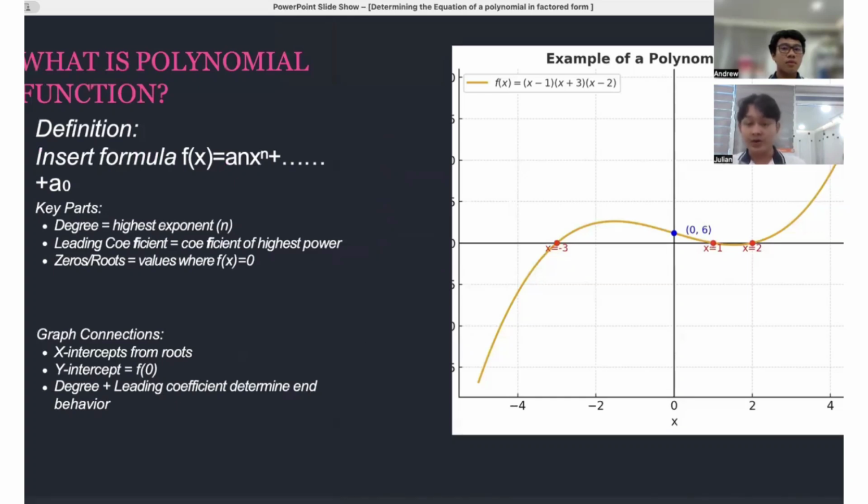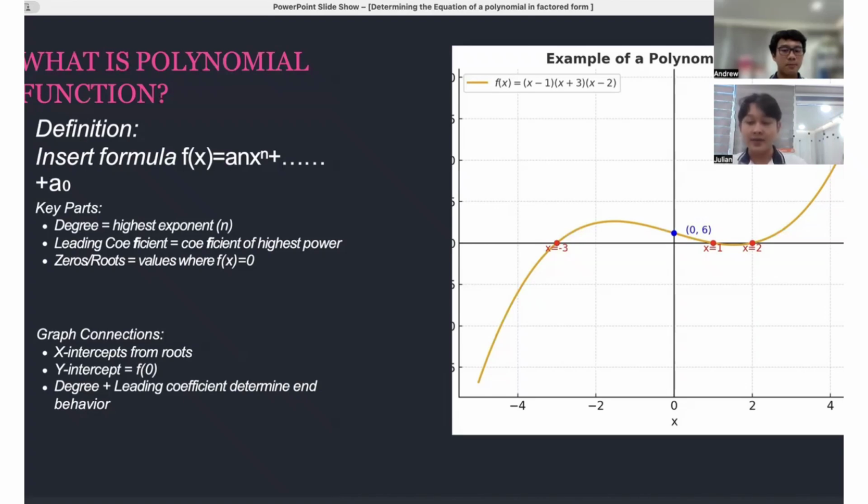You all want to know about the basics of the polynomial function. A polynomial function looks like this. In the polynomial function, we see the things that matter most: the degree, which is the highest exponent, the leading coefficient, and the zeros or roots. The zero of the root means the value where f of x equals zero.